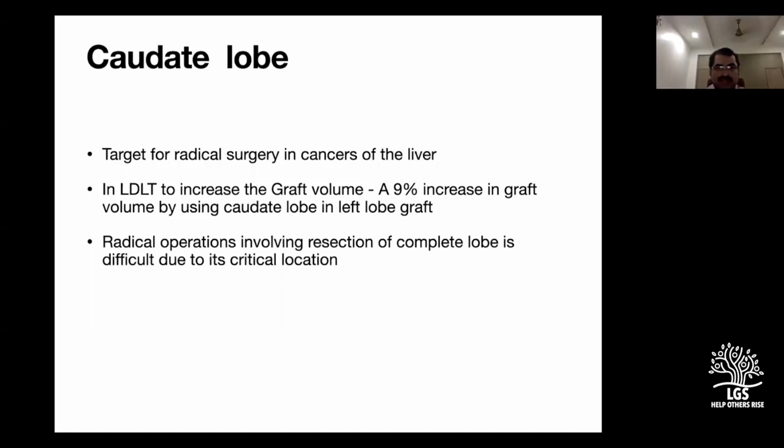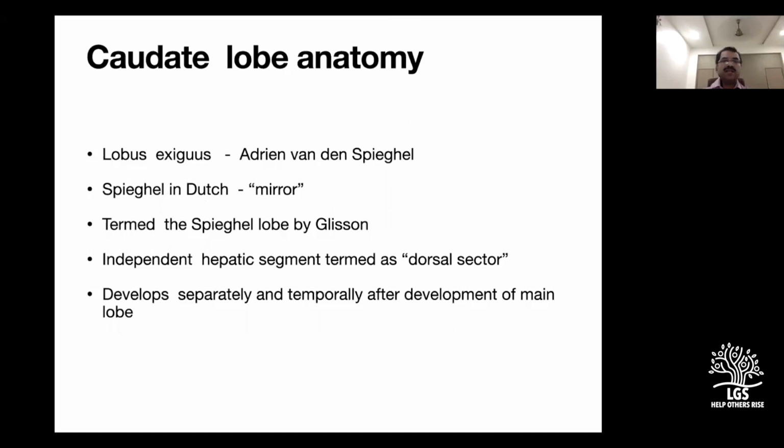And in patients with involvement of caudate lobe like tumors, the radical surgery is very difficult, because isolated caudate lobe excision without removal of either lobe of liver is very difficult, because the caudate lobe has a very critical location.